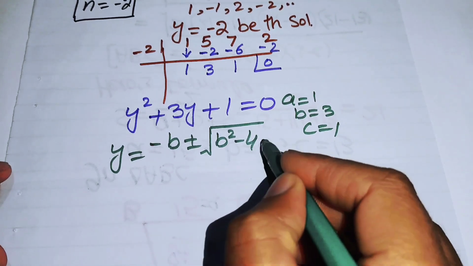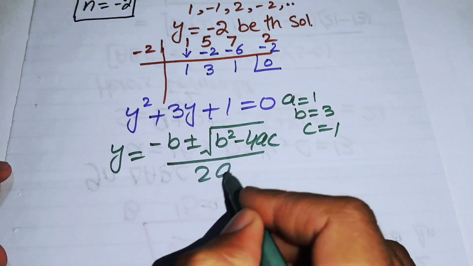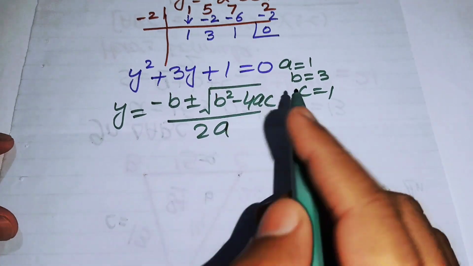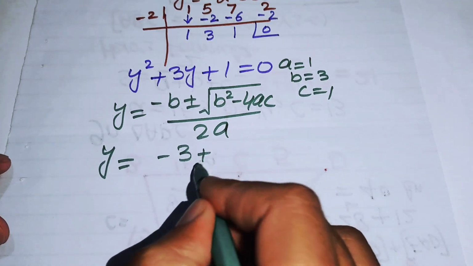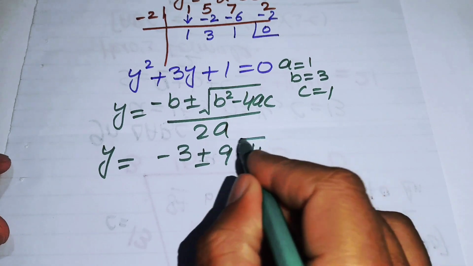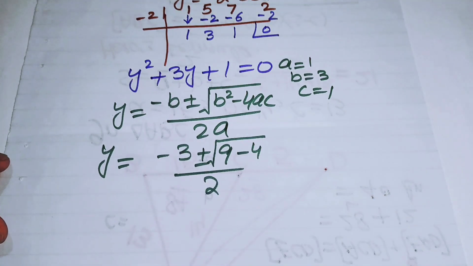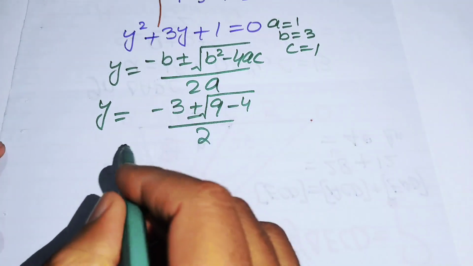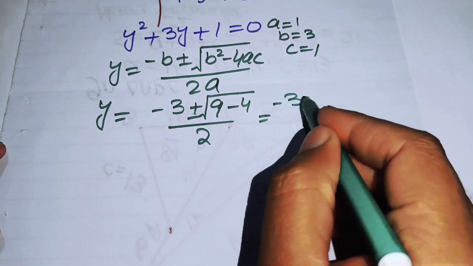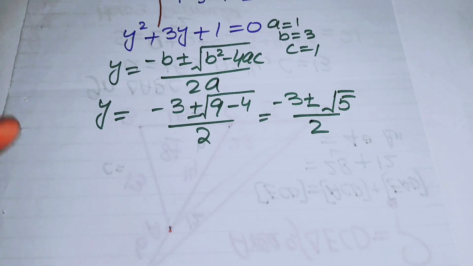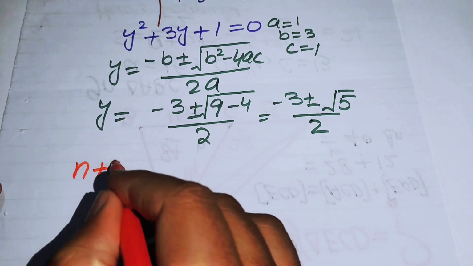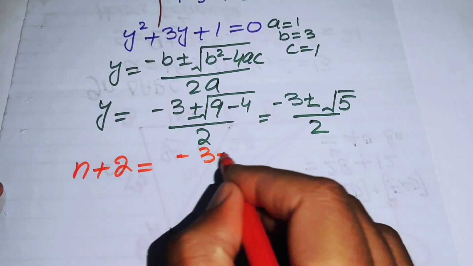So our quadratic formula looks like this: we have the square root of b squared minus 4ac over 2a. Now we put the values of a, b and c in this quadratic formula and you get here minus 3 plus minus the square root of 9 minus 4 over 2. So you will easily get these calculations and it equals minus 3 plus minus square root of 5 over 2.